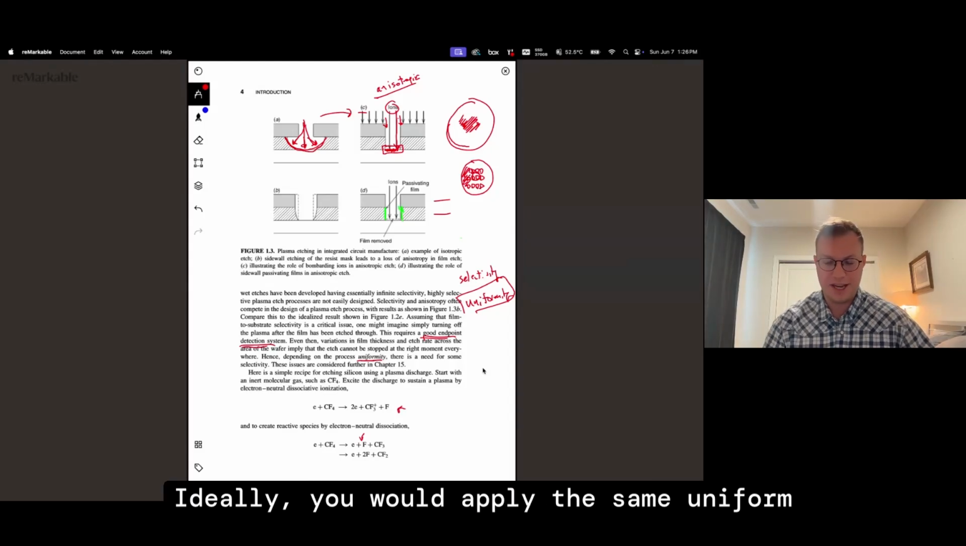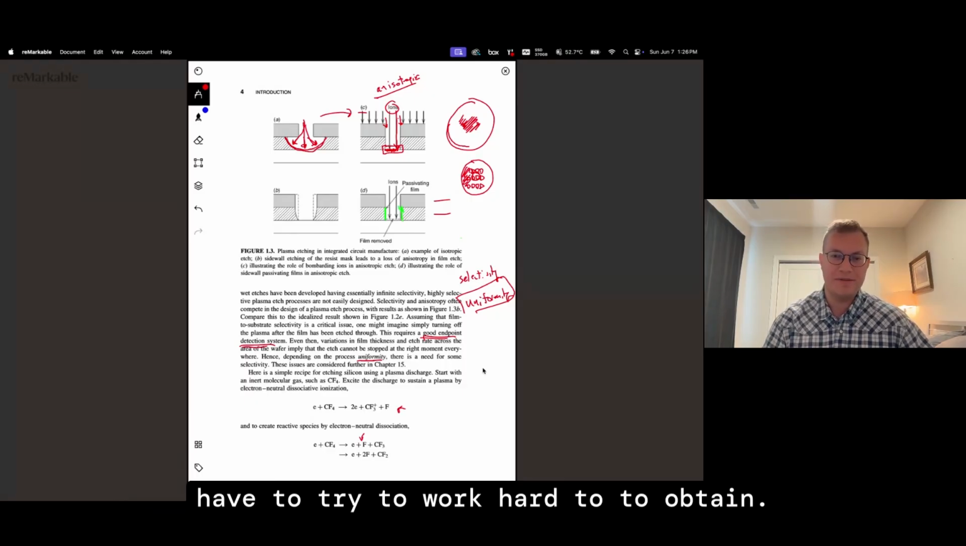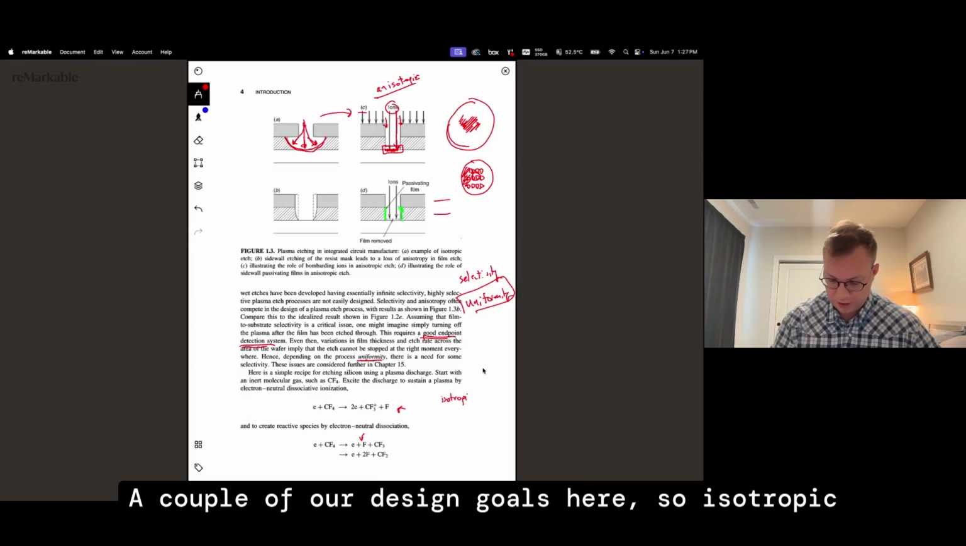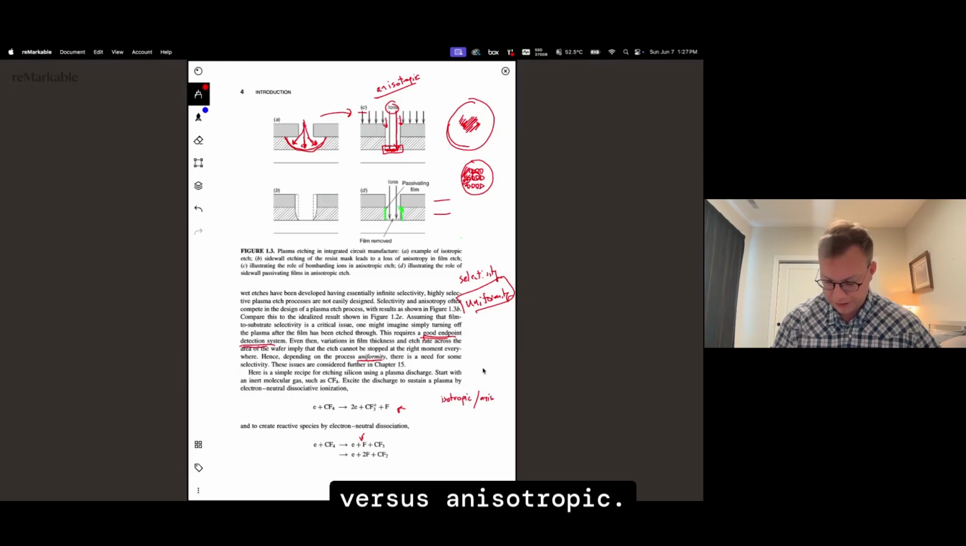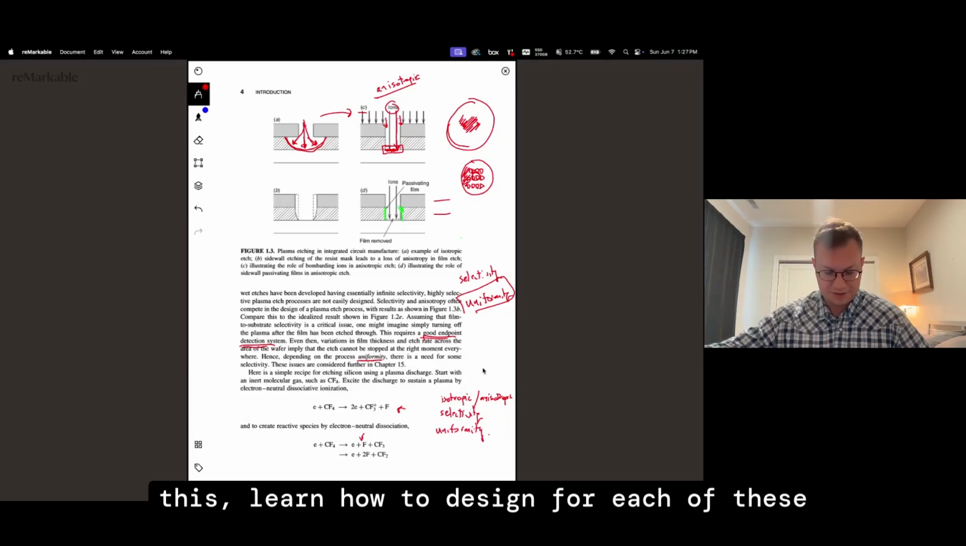Ideally, you would apply the same uniform process over the entire wafer, but this is very difficult to achieve and something that you have to try to work hard to obtain. So just to summarize this, we've been introduced to a couple of our design goals here: isotropic versus anisotropic, selectivity, and uniformity. So we're going to, over the course of this, learn how to design for each of these things.